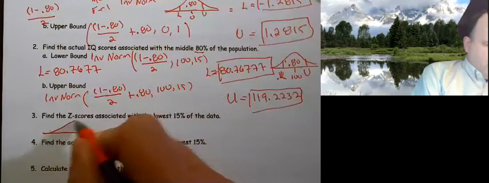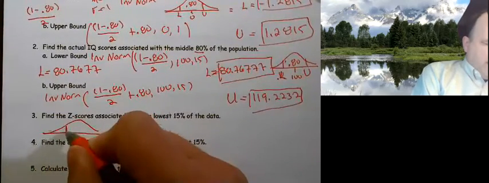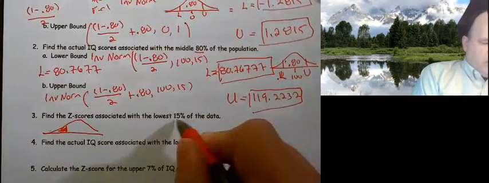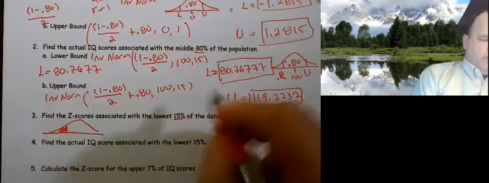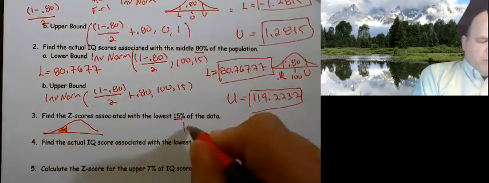Then it says find the z-scores associated with the lowest 15% of the data, all right? They gave us a percent, so they gave us an area, all right? So this means I'm going to be working with an inverse norm.